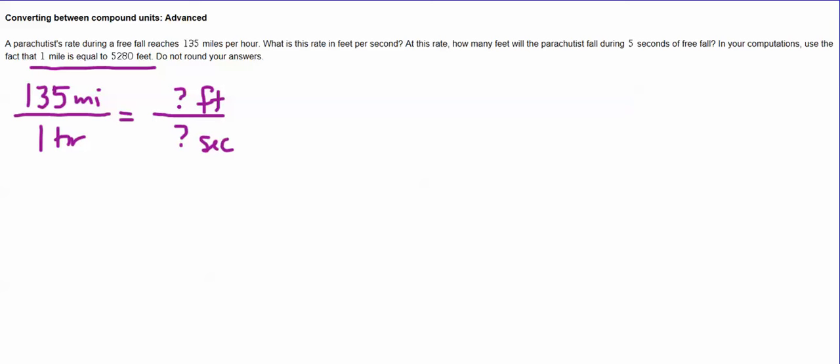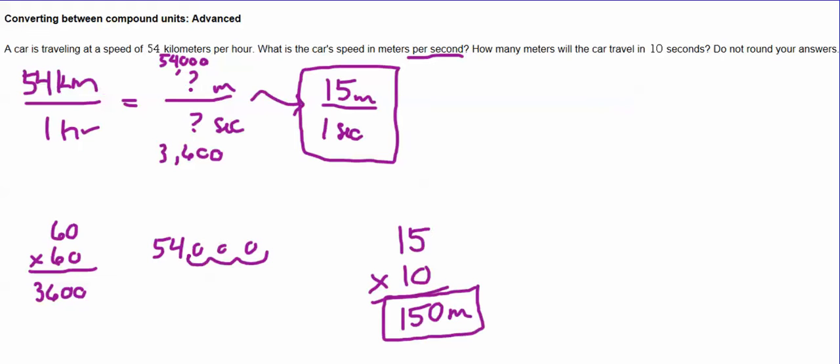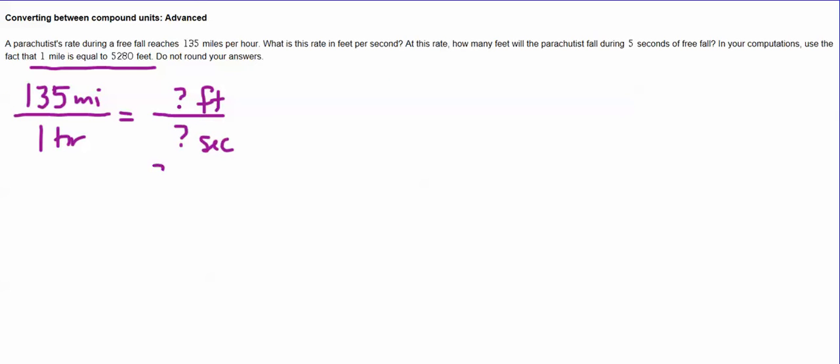Okay, I'm going to start off with converting time, 1 hour, to an unknown number of seconds. This is the exact same time conversion we were doing before, so we're going to just carry that information over. 1 hour is equal to 3,600 seconds. And then this time we're converting miles to feet.